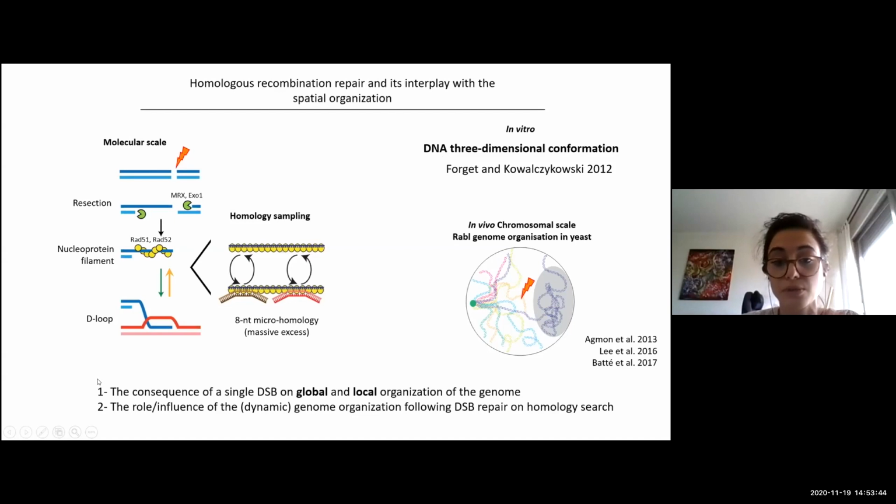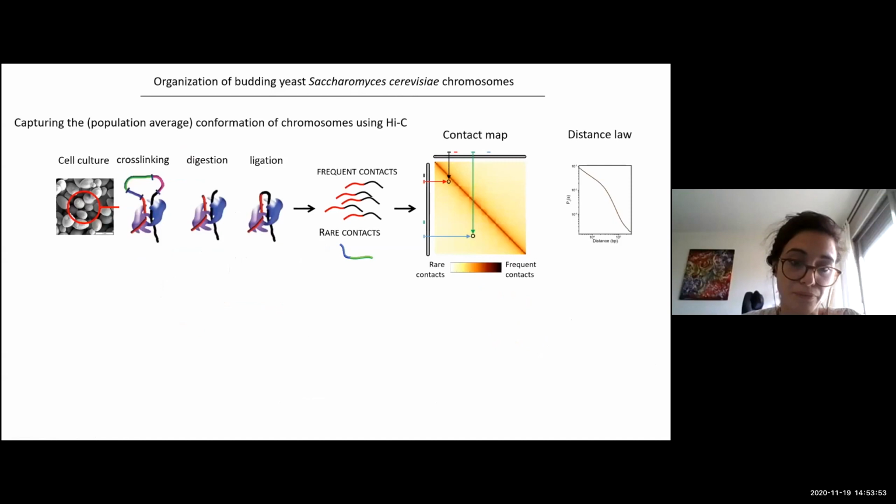What is the consequence of a single double-strand break on global and local organization of the genome? And in turn, what is the influence of this organization on homology search?